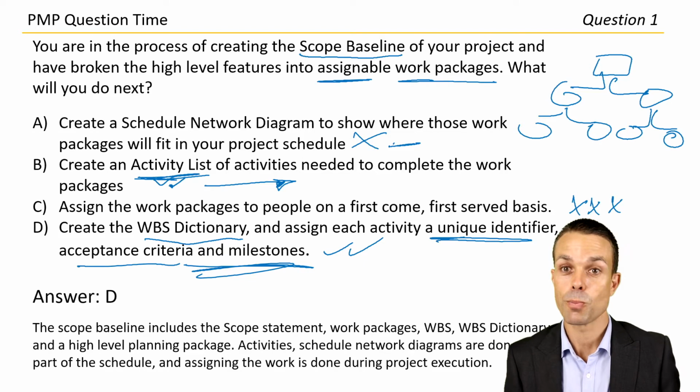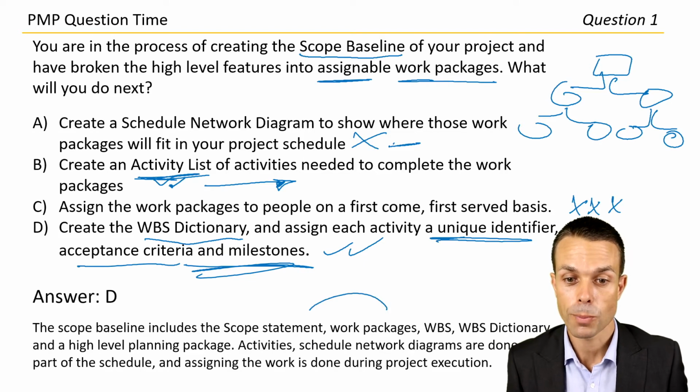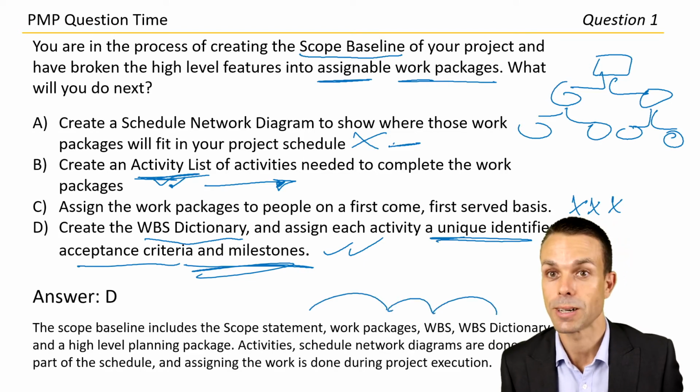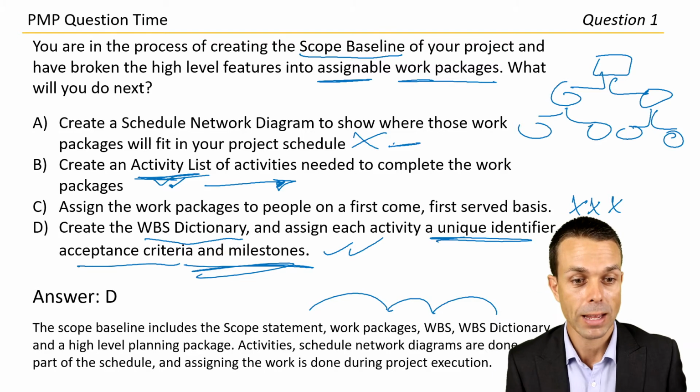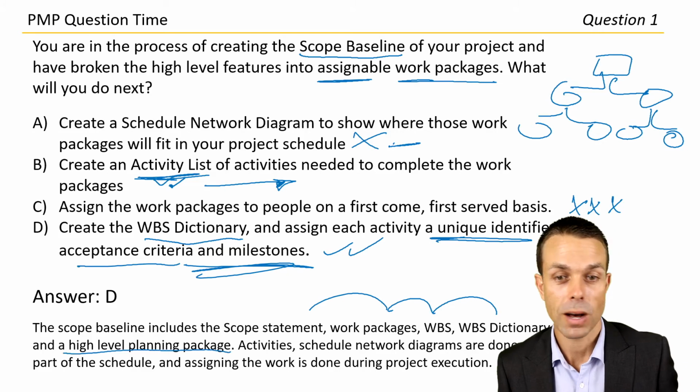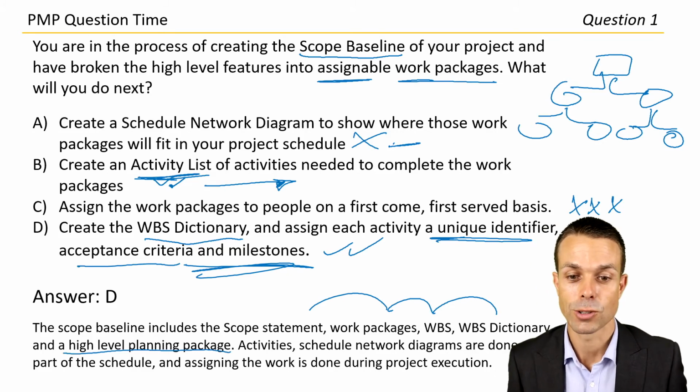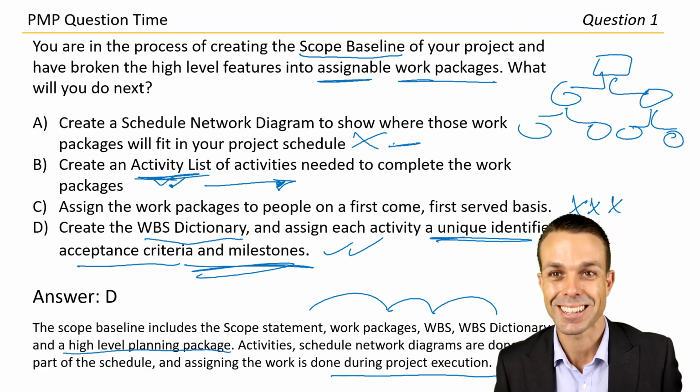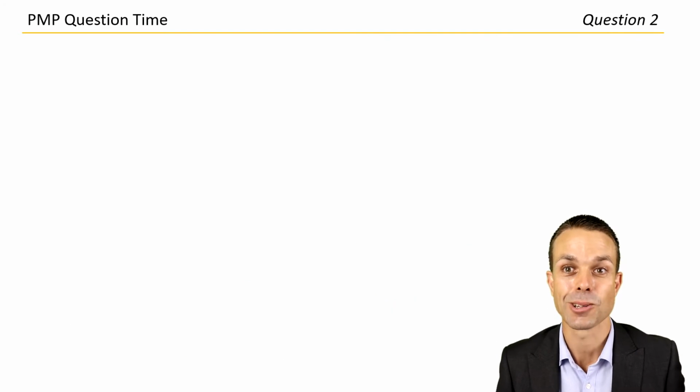Answer D. The scope baseline includes the scope statement, work packages, work breakdown structure and work breakdown structure dictionary, and a high-level planning package. Activities and schedule network diagrams are done as part of the schedule, and assigning the work is done during project execution. Excellent. That's question 1. How did you go? Let's look at question 2.